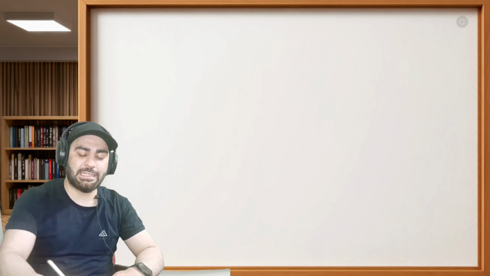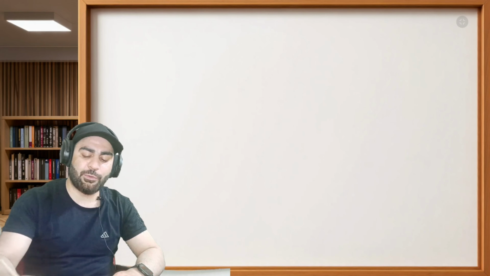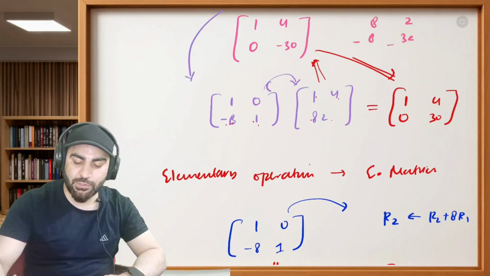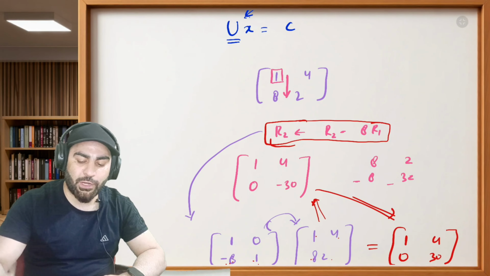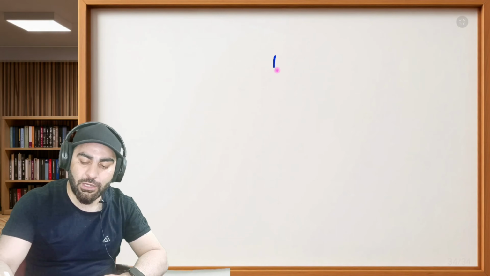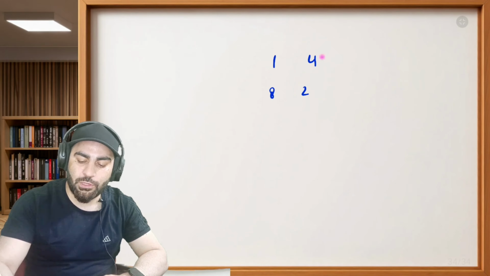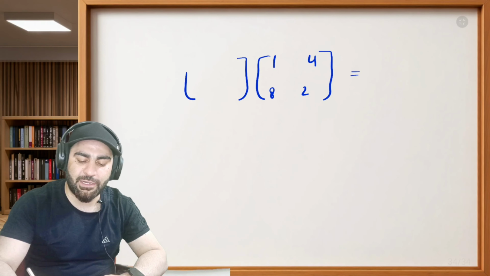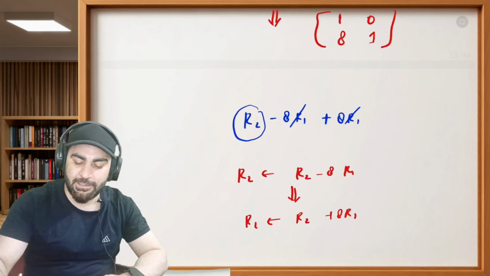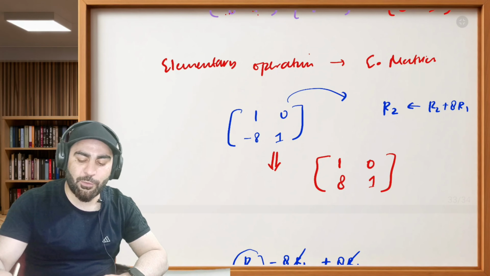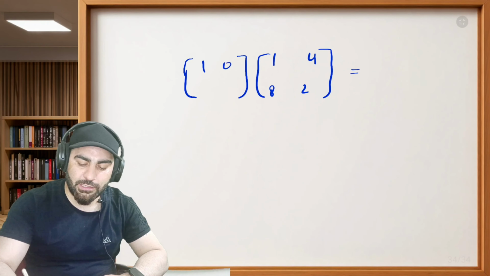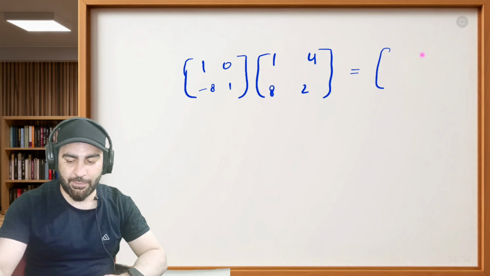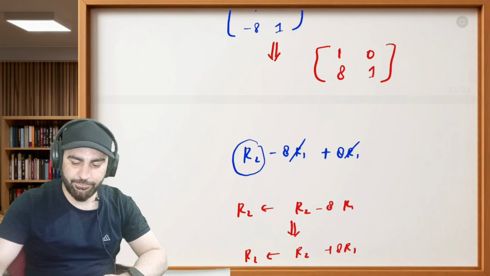So how did we reach LU decomposition then? Suppose you have this matrix A now. This was our matrix initially: 1 4 8 2. How did we convert it into an upper triangular matrix, that U matrix? We multiplied it with an elementary matrix. The elementary matrix that we had is over here: 1 0 minus 8 1.